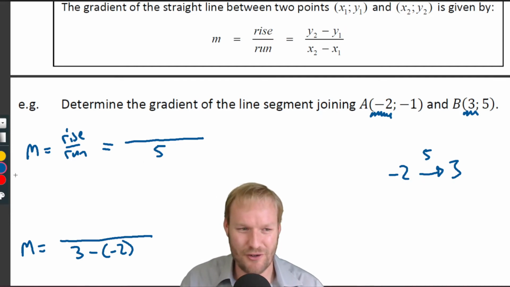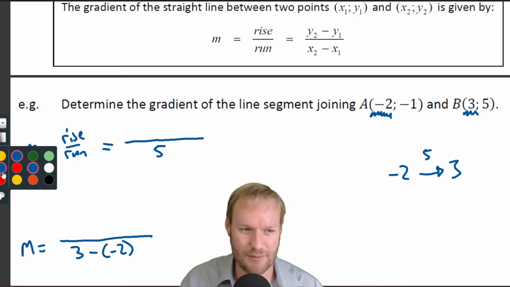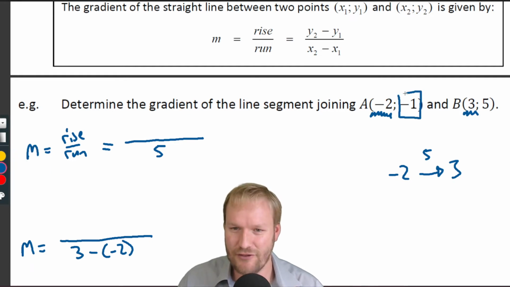Okay, let's look at our, well, let's skip to blue, why not? And let's go from minus 1 to 5. I'm still going from A to B, still A to B, and going from negative 1 to 5.